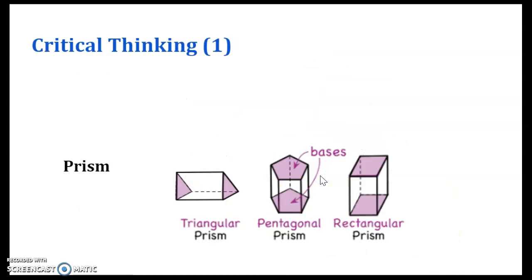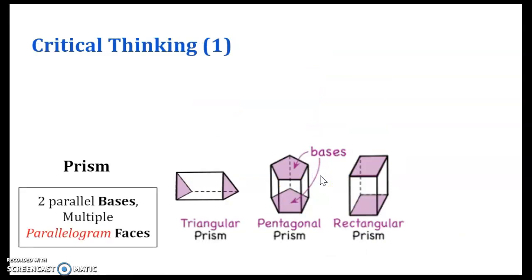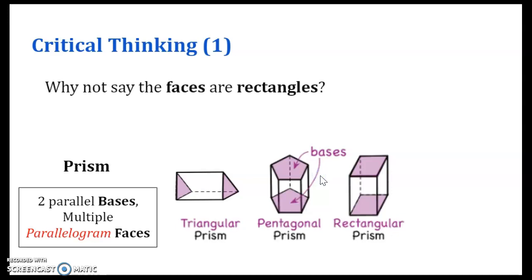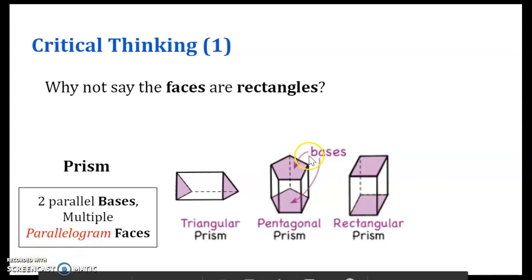Okay, let's think about this. Two parallel bases, multiple parallelogram faces. That was the definition for a prism. Why not say the faces are rectangles? If you look at this, it looks like a rectangle, that looks like a rectangle, and the base looks like a rectangle to me. It does not look like a rectangle right now just because it's a 3D diagram, but the faces themselves are all rectangles. Why don't we call them rectangles? Why do we call them parallelograms?